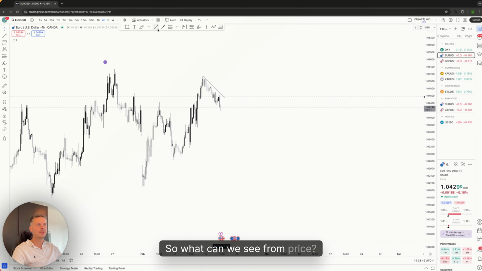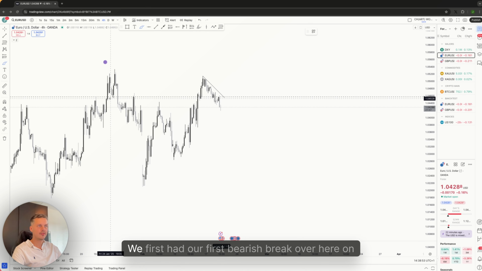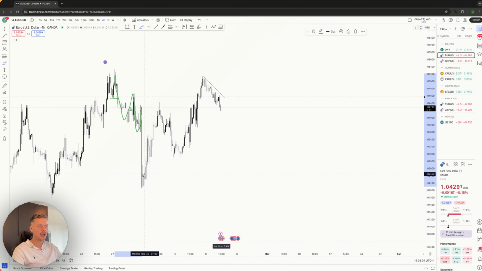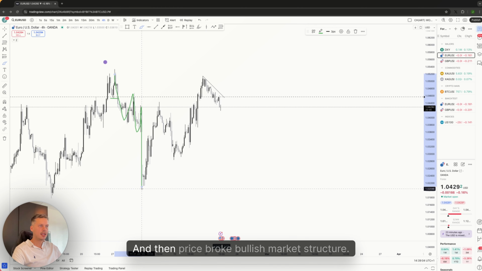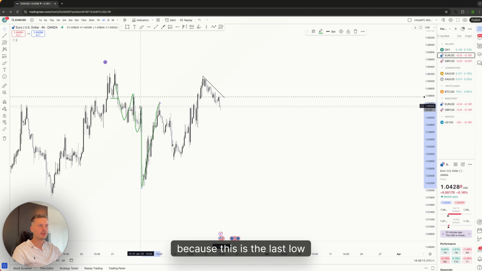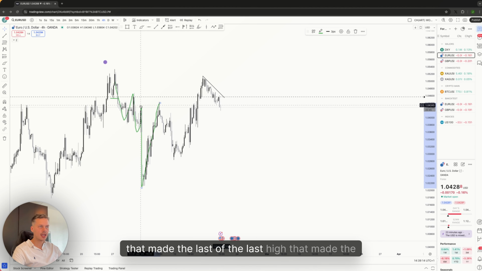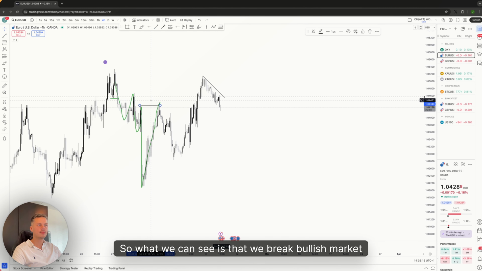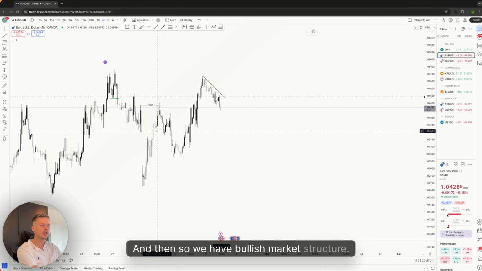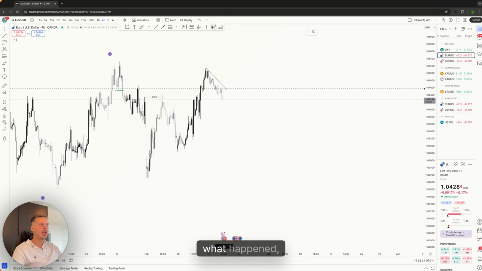So what can we see from price? All right, we first had our first bearish break over here on the 4 hour. Price came up, price came down, price came up, price melted all the way. This was heavy news. And then price broke bullish market structure. How can we tell? Because this is the last low that made the last high that made the last low. So what we can see is that we break bullish market structure over there, like this, and then we have bullish market structure.